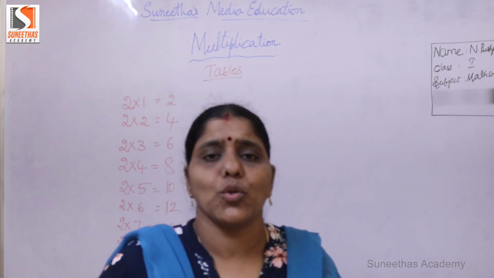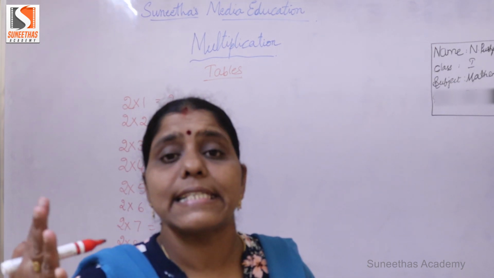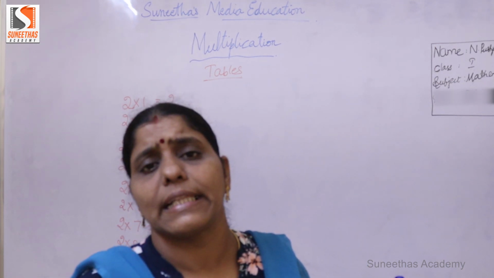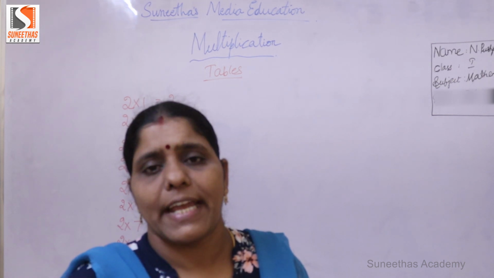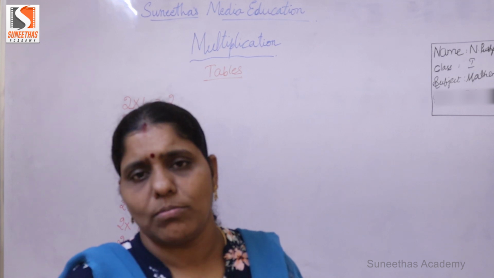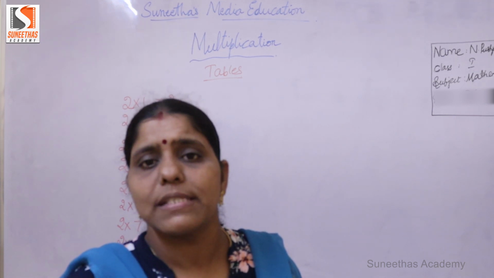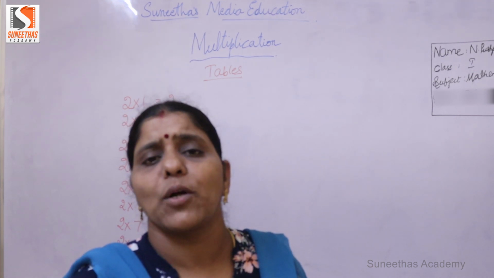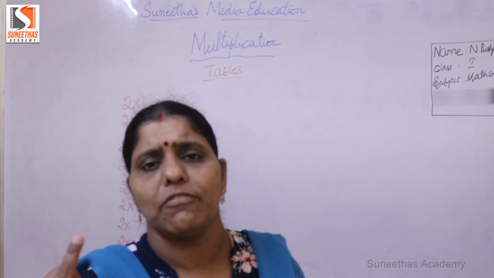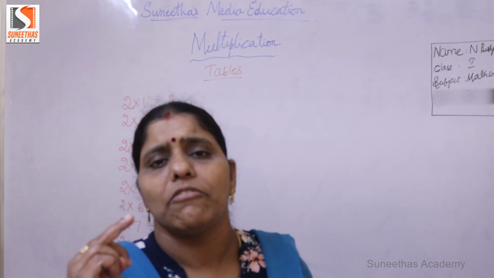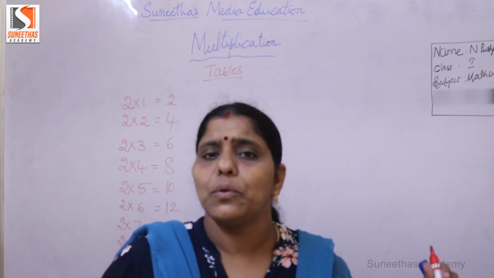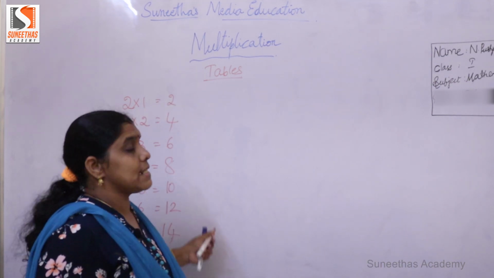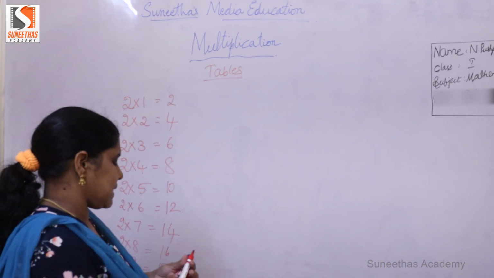2 ones are, 2 twos are, 2 threes are. How many times you are counting that? 2 fours are, 2 fives are, 2 sixes are. Skip counting 2, next 2, 3 4, 2 threes, 5 6, 2 fours, 7 8. Like that you can do the multiplication in an easy way. Okay children, understand? Next one.